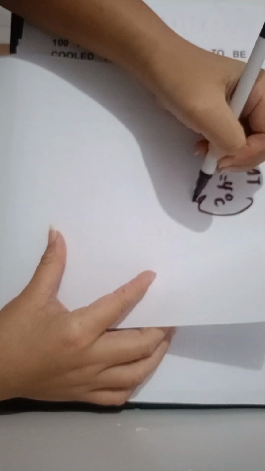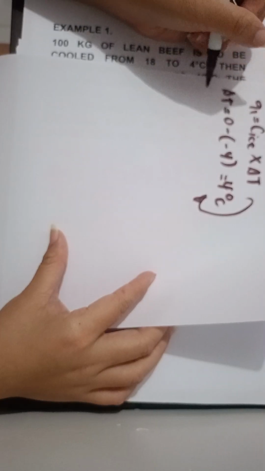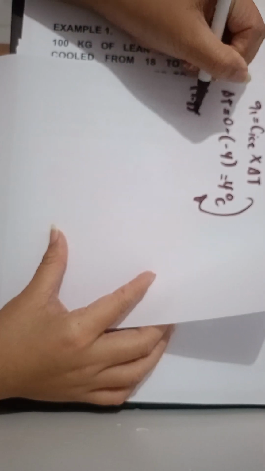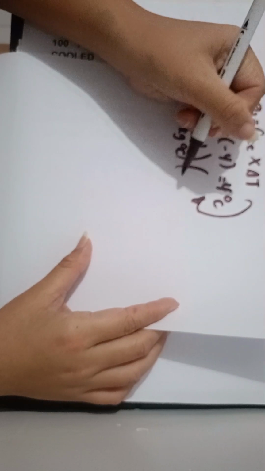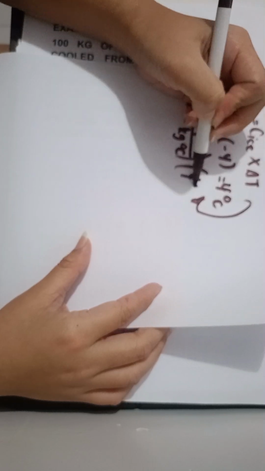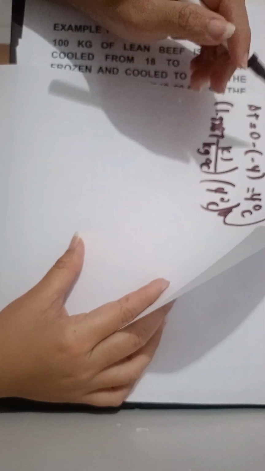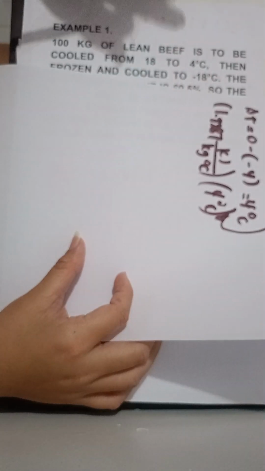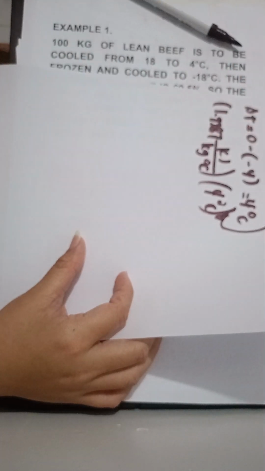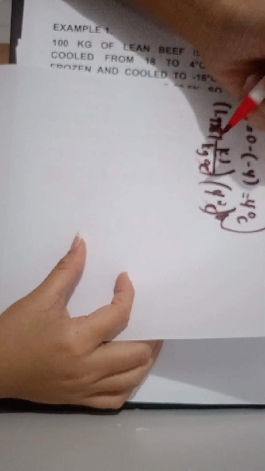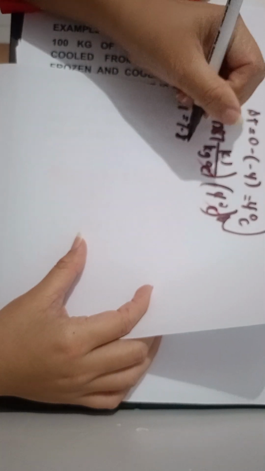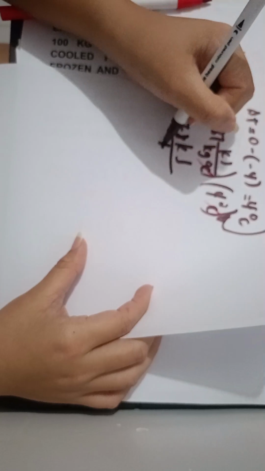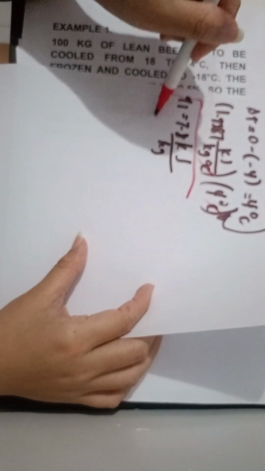And then the value here is 1.9387 kilojoule per kilogram degree Celsius, and your answer here of 4 degrees Celsius. Since the degree Celsius is in the denominator, you can cancel it. So the answer for Q1 is 7.8 kilojoule per kilogram. So this is our answer.